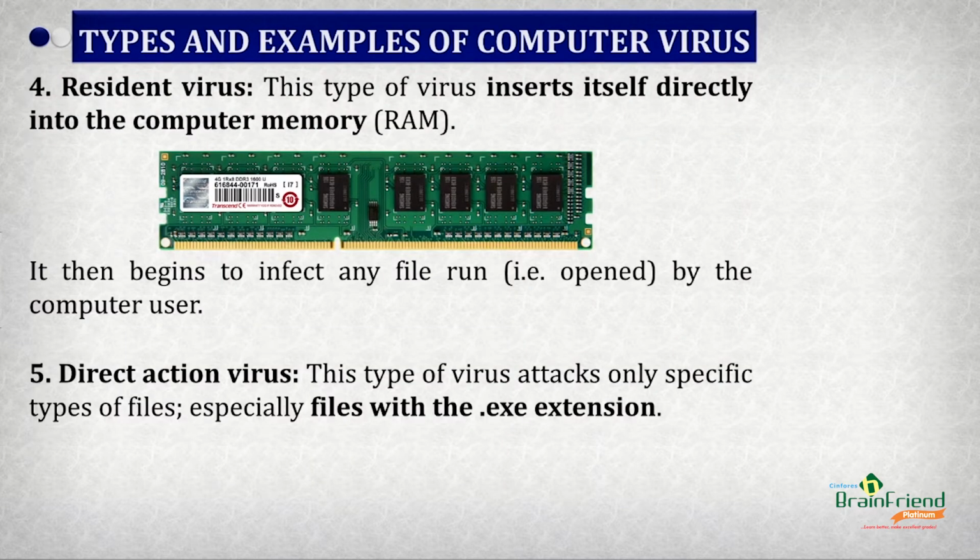And then we also have the resident virus. This type of virus resides directly in the RAM. So whenever a file is opened in the computer, it becomes infected with the virus. And the next type of virus we have on our list is the direct action virus. This type of virus is picky. It tends to attack files that have the exe extension.